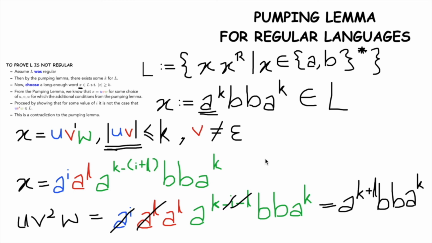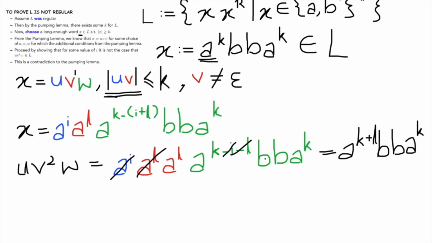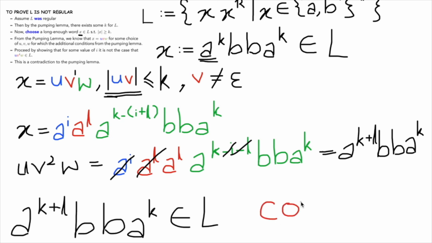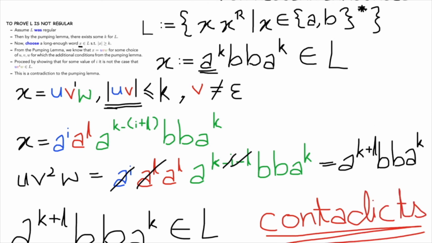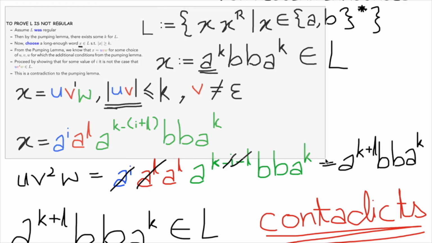A to the k plus l, b b a to the k is not the same as a to the k, b b a to the k. Therefore, a to the k plus l, b b a to the k is not in the language. This is again a contradiction, and therefore, using the pumping lemma, we have shown that the language containing all even palindromes x x reverse is not a regular language.